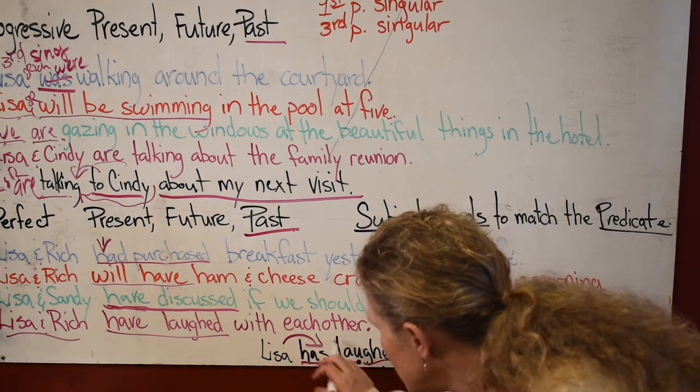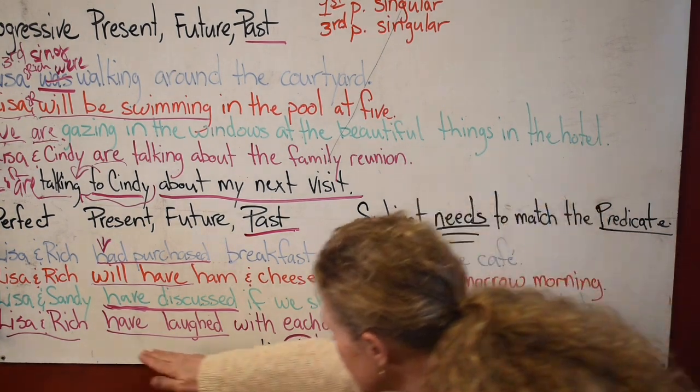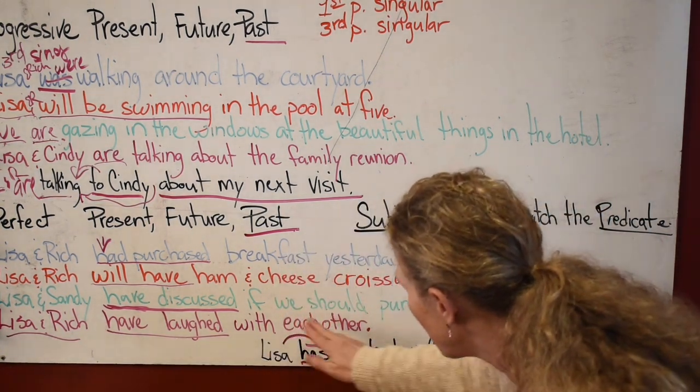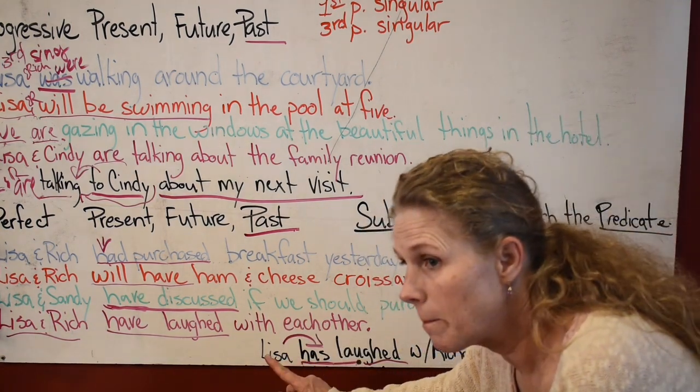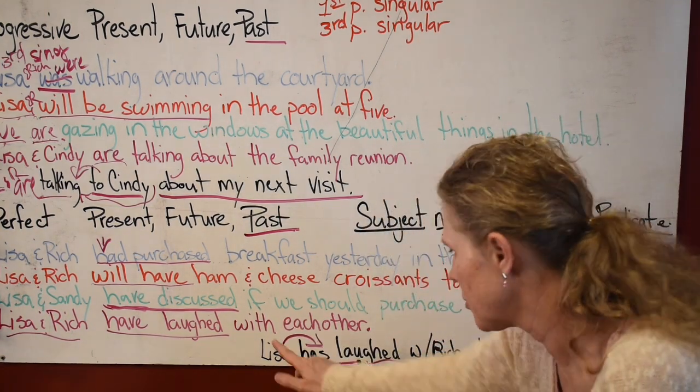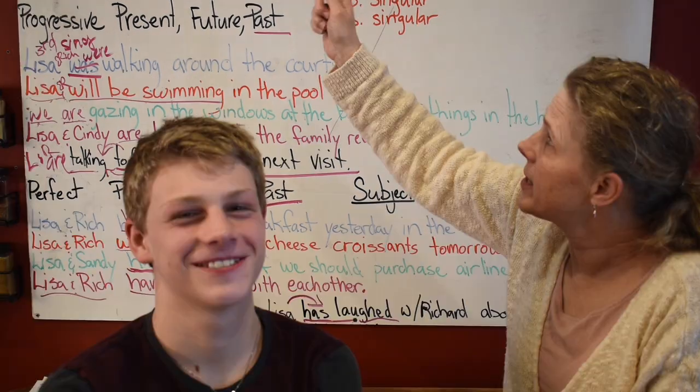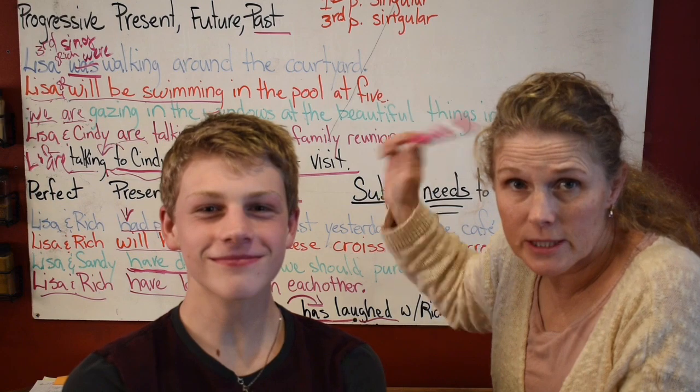And this is sitting you in the present. This is the present, this is the present. But what changes? Third person present. Third person present changes to has. Get your subject and your predicate agreement down correctly.